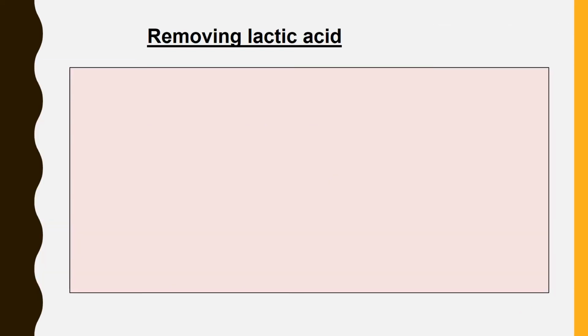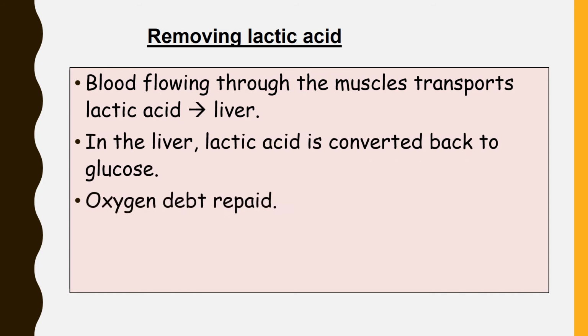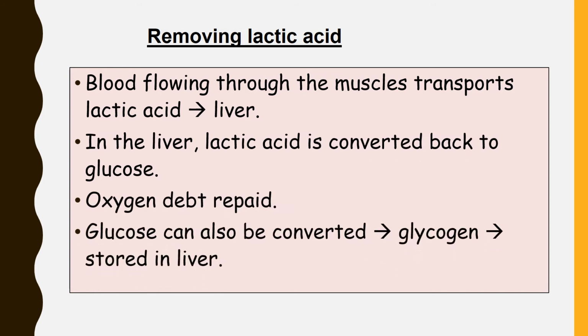Okay, so the liver is also really important and links to what we were doing about anaerobic respiration in removing lactic acid. So blood flowing through the muscles transports lactic acid to the liver. So all that lactic acid that is made during anaerobic respiration in the muscles is taken to the liver. Then in the liver, the lactic acid is converted back into glucose.